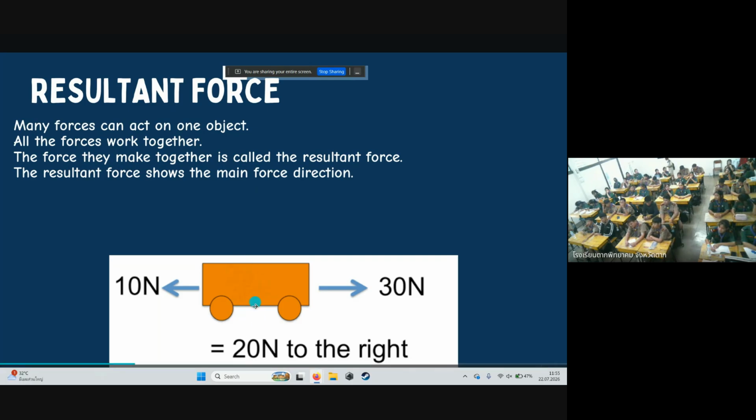In this example, the cart is pulled by 30 newtons to the right and 10 newtons to the left. The combination of these two forces is 20 newtons because they are in opposite directions. So the resultant force will be 20 newtons to the right.